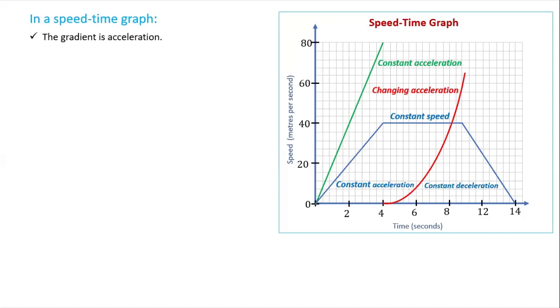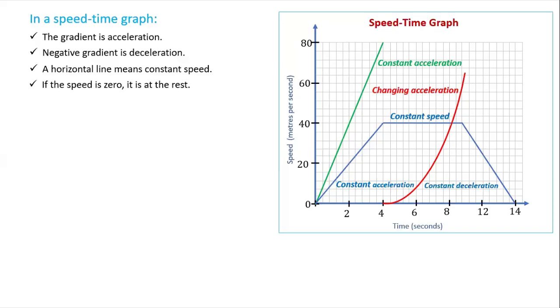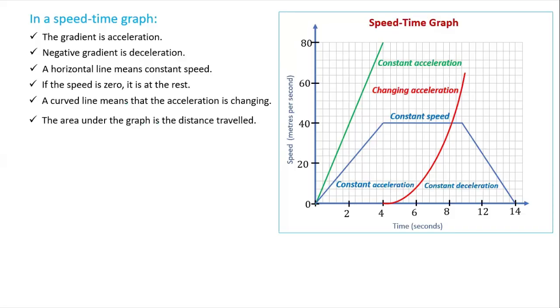So the gradient is acceleration, negative gradient is deceleration, horizontal line means constant speed. If the speed is zero, it is at rest. Curved line means that the acceleration is changing. The area under the graph is the distance traveled.